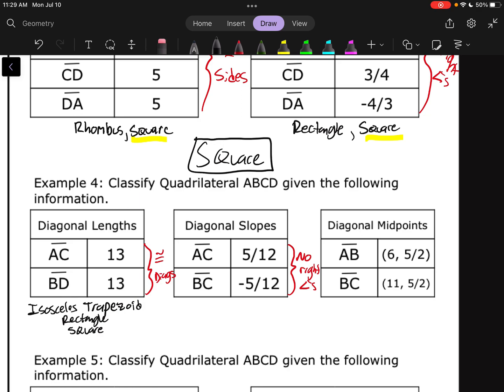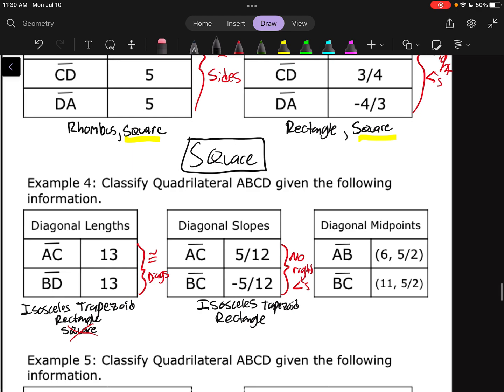And out of the options that we had, the isosceles trapezoid and the rectangle and the square should have right angles. So if we can see that they're not opposite reciprocals, so we don't have right angles, that means that we can eliminate the square. So now we're just down to the isosceles trapezoid and the rectangle. We no longer consider the square because the square has to have the perpendicular diagonals.